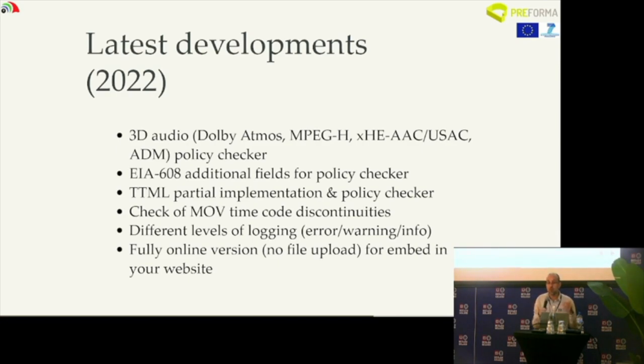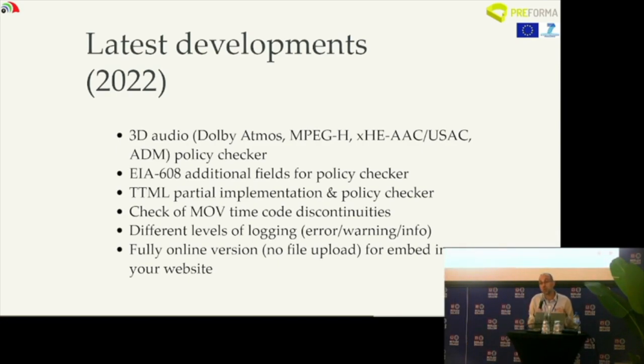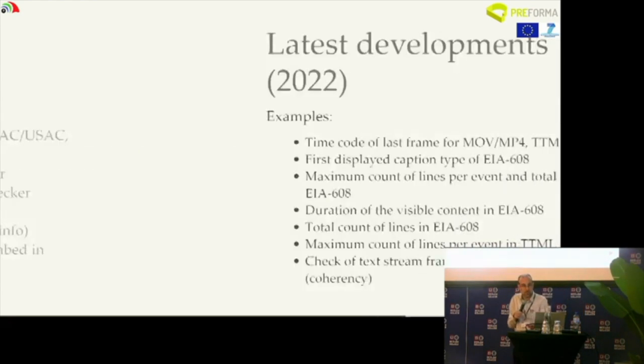So now we have an error for shall, and we have a warning for should. We also have a fully online version now. It is for some people who want to check the file before uploading it. Some people want the client to upload the file, but after uploading, check it and say, oh no, I don't accept this file. We can analyze the file before the upload, so it sometimes helps to improve some specific workflows.